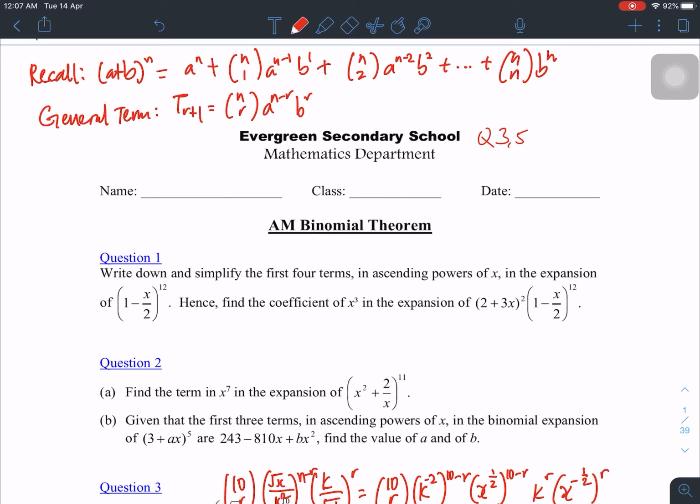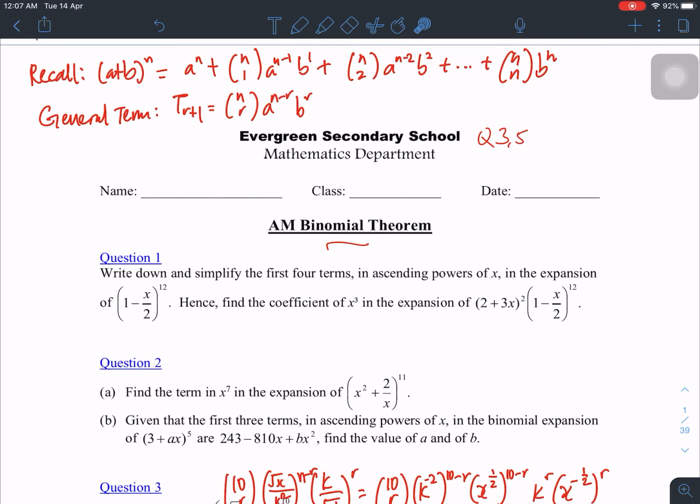So for this video, we'll be looking at the binomial theorem worksheet. Basically, I will only go through questions 3 and 5, because questions 1, 2, and 4 are relatively manageable and quite similar to what I'm going to go through. For these two questions, I will simply go through a sketch of their solution. So it serves as a hint for those of you who have some problems attempting this.